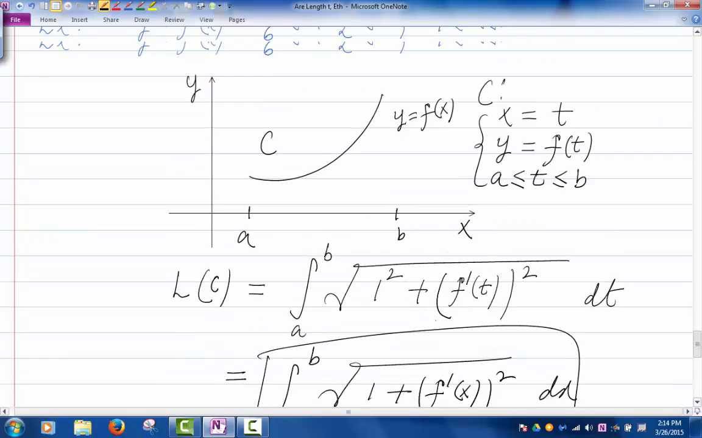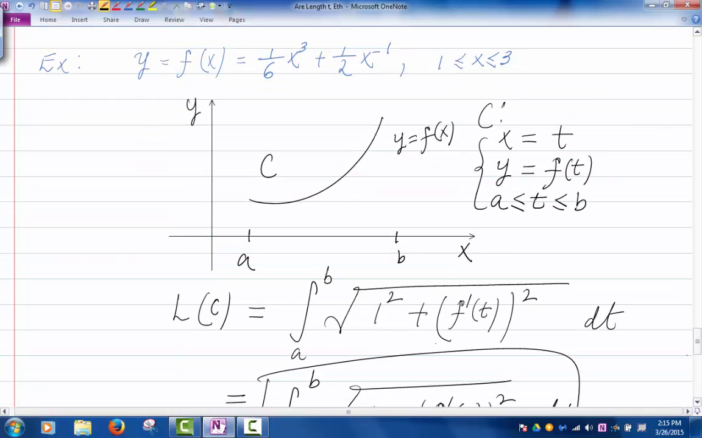So, for example, let's look at this function here. If I have this function, what would be the length of the graph? I don't even have to draw the graph of that function. I have a function there, and x is going from 1 to 3. So what would be the length of the graph of this function?